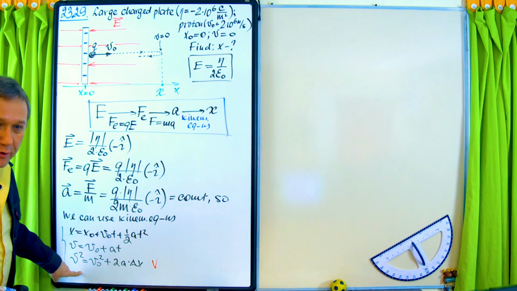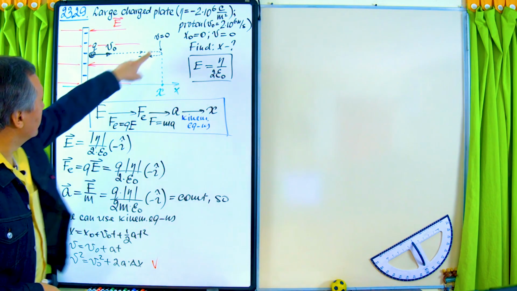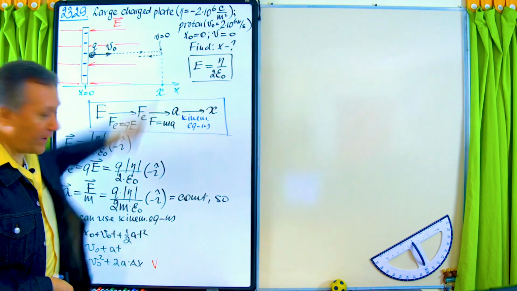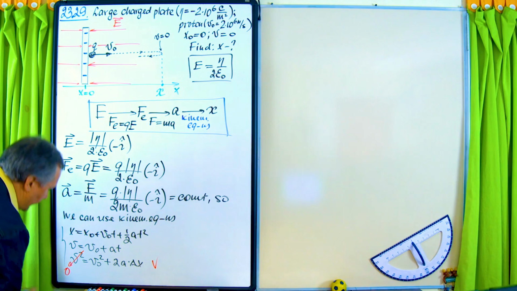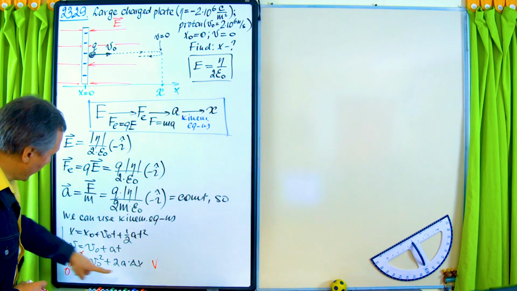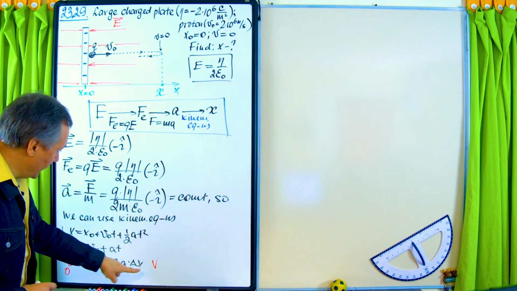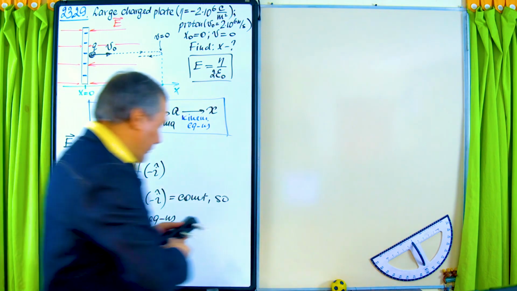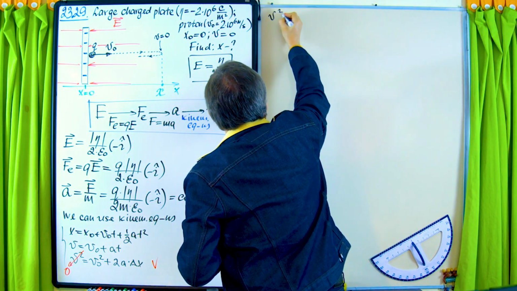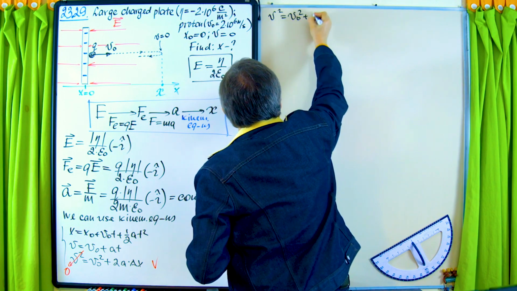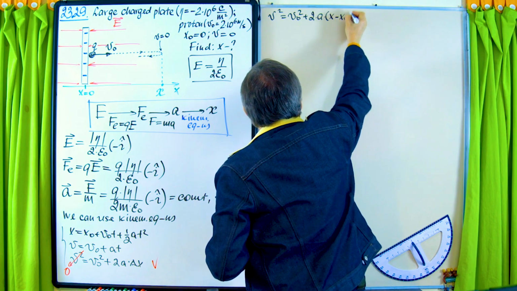So maybe I will start using it here. V, final velocity, is 0. Final velocity in this equation is 0, so let's dump it. Initial velocity is given, acceleration is found, not given. And delta x, oh no, I need to rewrite it. All right, so v squared equals v naught squared plus 2a delta x. And of course, what is delta x? It's x final minus x initial.